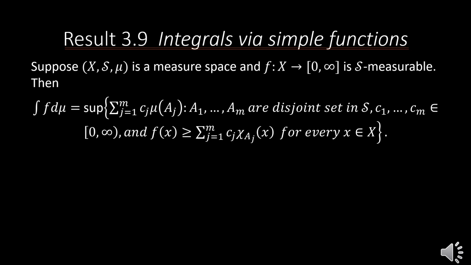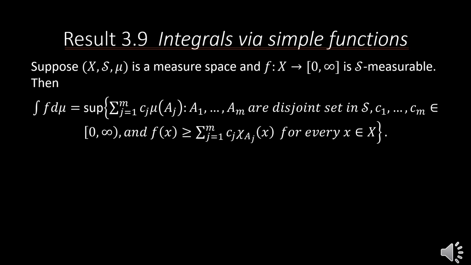Result 3.9 is one of the most important results in the section when it comes to our discussion here. It's what ties our discussion about simple functions and characteristic functions to the graph that we drew at the beginning of the presentation, f. So, result 3.9, integrals via simple functions, says that we suppose that (X, S, mu) is a measure space, and that f maps this measure space into non-negative real numbers. Not only that, f is also S-measurable.